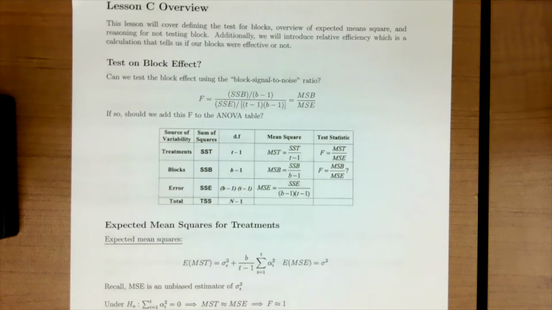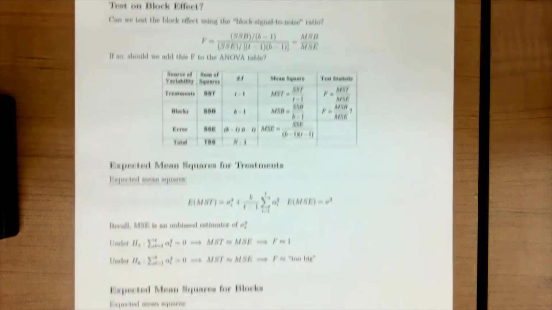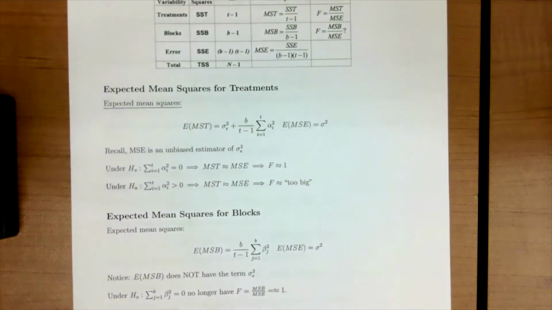So remember, when we talk about expected values for an estimator, it's going to tell us on average what we would expect for that estimator if we repeated the data collection over and over and over again. That is its on average true value. That's just a reminder. Okay, so let's talk about the expected mean squares for the treatment.